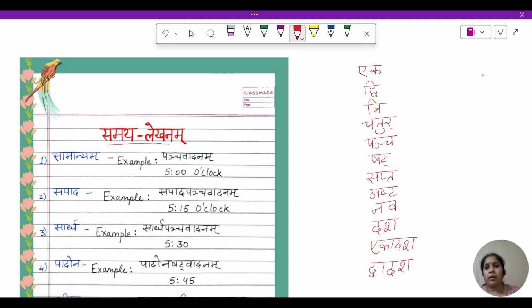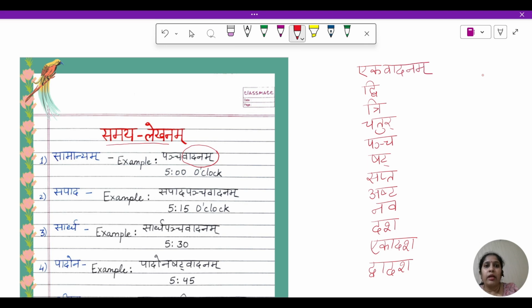Okay, so now let's come back to our topic of time. Whenever we say time in Sanskrit, for o'clock, for the full o'clock, we use the word vadanam. Like in Hindi, we say baje, right? Whatever baje is there, for that we use the word vadanam. Okay, what do we say? Vadanam. So suppose we want to say 1 o'clock, we will say ek vadanam.